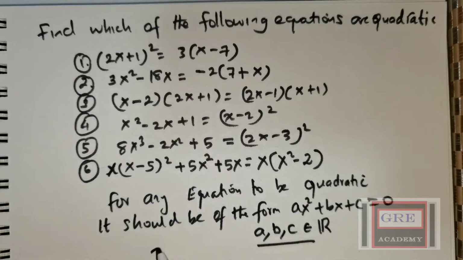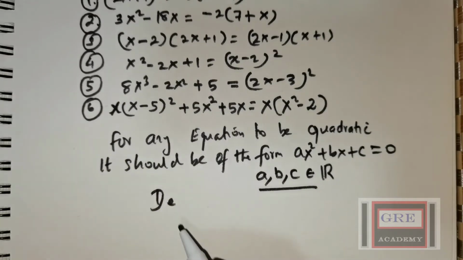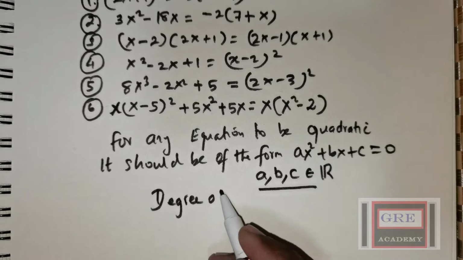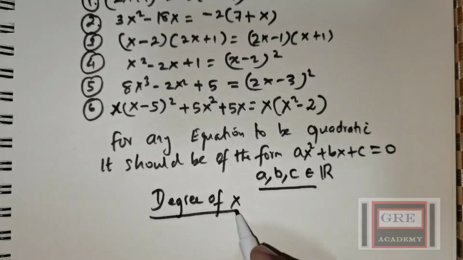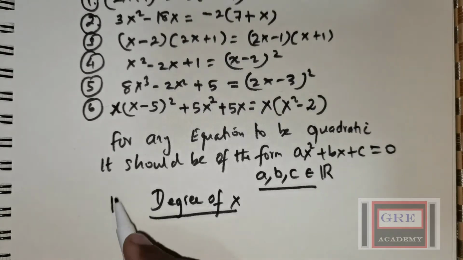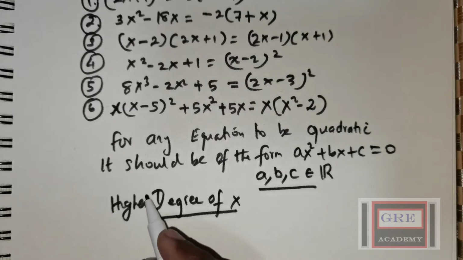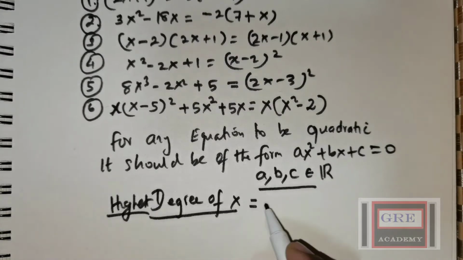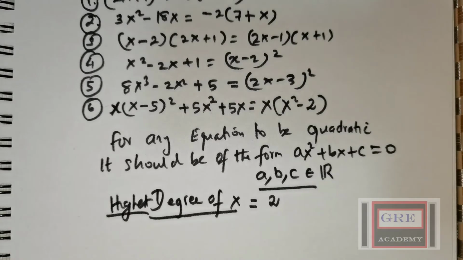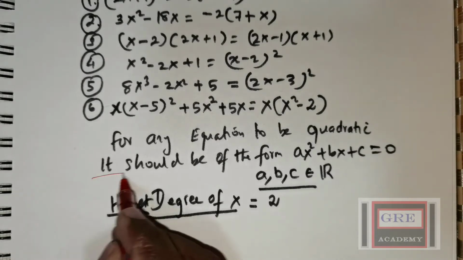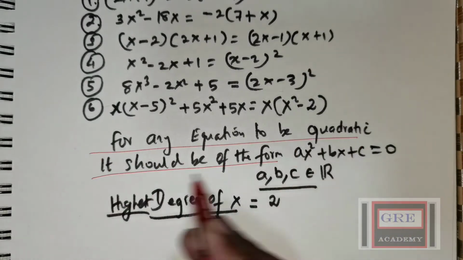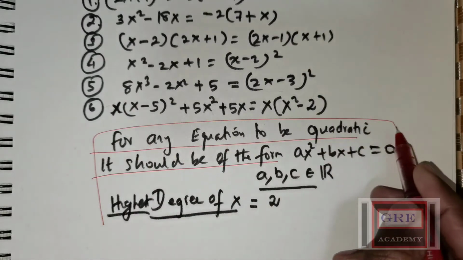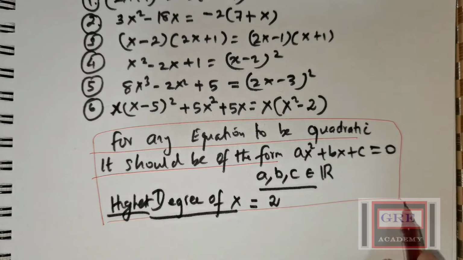The most important thing is the degree of x. The highest degree of x should always be 2. Remember that. This is a very important rule that you have to know.